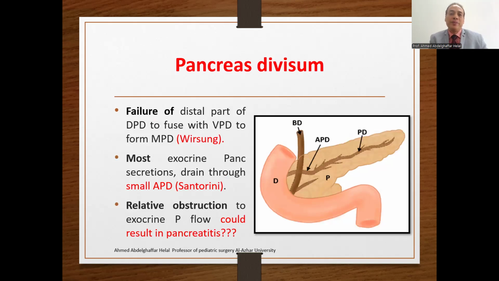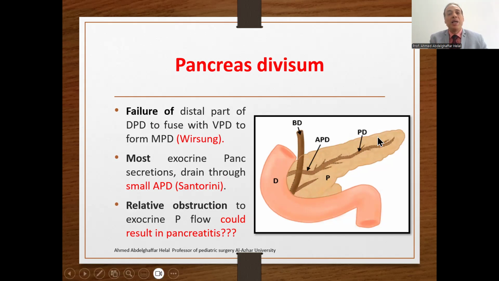The first anomaly is pancreas divisum. What's pancreas divisum? It's a congenital anomaly in which there is failure of this fusion, failure of the fusion between the ventral duct and the distal part of the dorsal duct. So the ventral duct will be isolated, not fused with the dorsal duct.